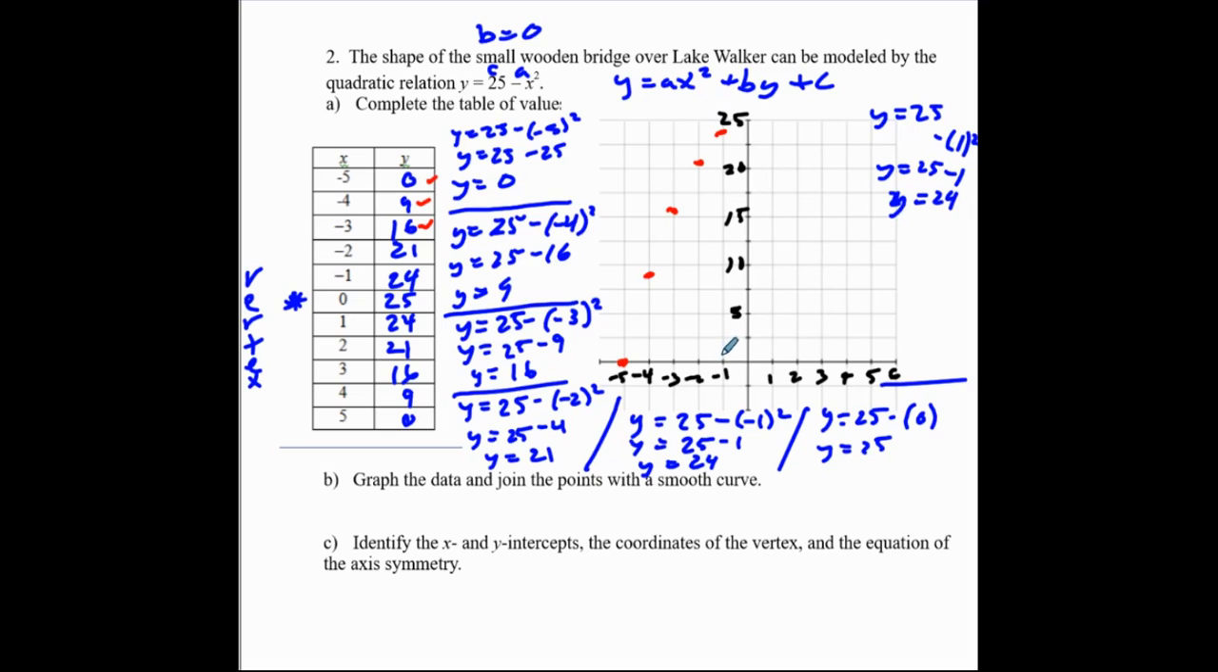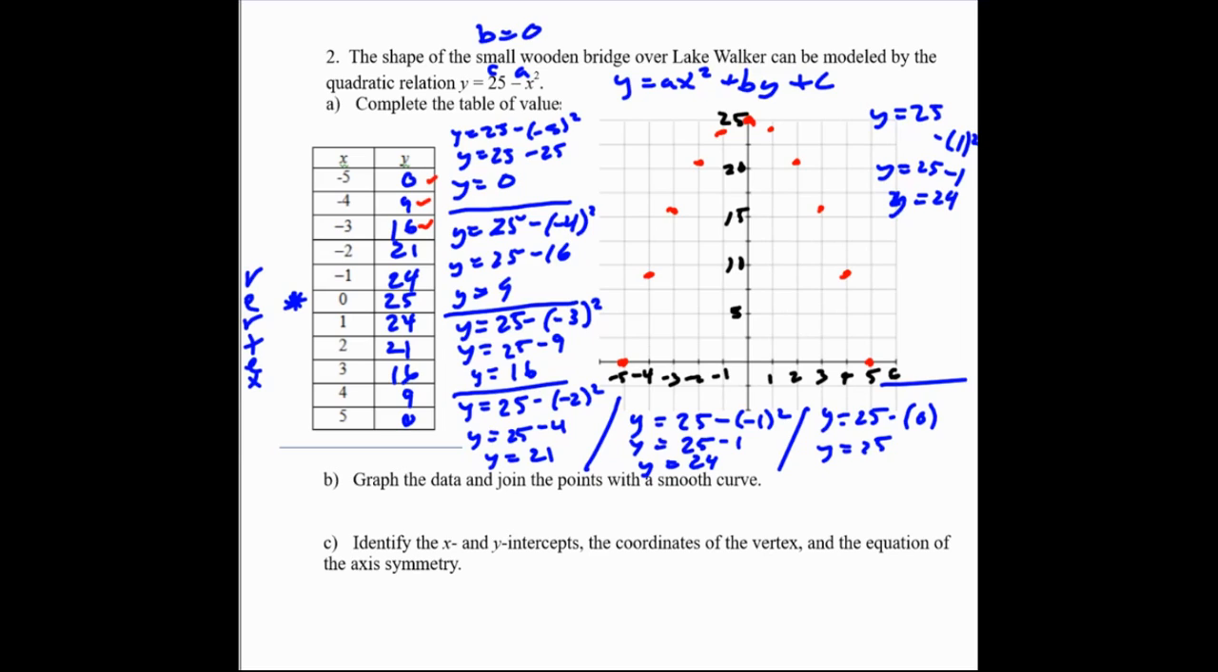So that was -1, 24. Now we're at 0, 25. Now we start coming down again. So at 1, 24. And at 2, 21. And at 3, 16. And 4, 9. And 5, 0.